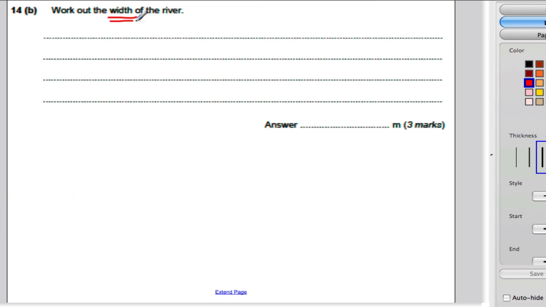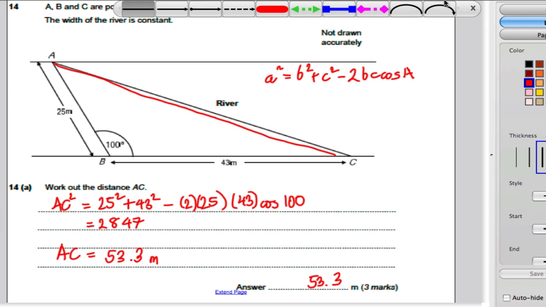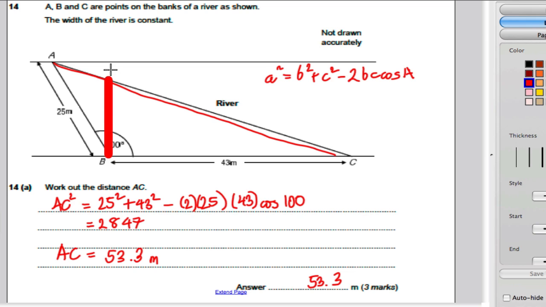Part B asks us to work out the width of the river. So we're wanting to work out, let's go back to our diagram, let's put in a line here. We're wanting to work out this distance here, the width of the river. Okay, well, what can we do to work out that width?